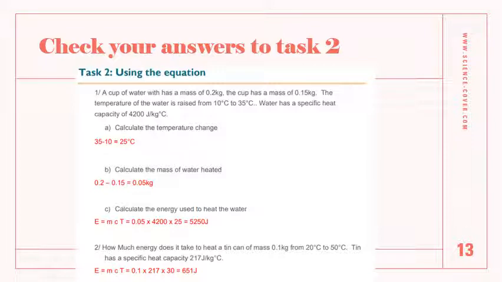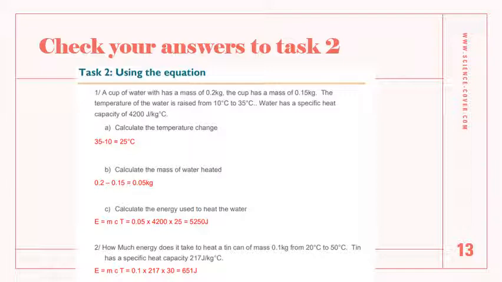Let's check our answers to task 2. Calculate the temperature change. We started off at 10 and rose to 35, so 35 minus 10 is 25 degrees Celsius. Calculate the mass of water that was heated. So the cup and the water has a mass of 0.2 kilograms. The mass of the cup is 0.15, which means that the water's mass must have been 0.05. Calculate the energy used. So if we do mass times specific heat capacity times temperature change, 0.05 times 4,200 times 25 is 5,250 joules.